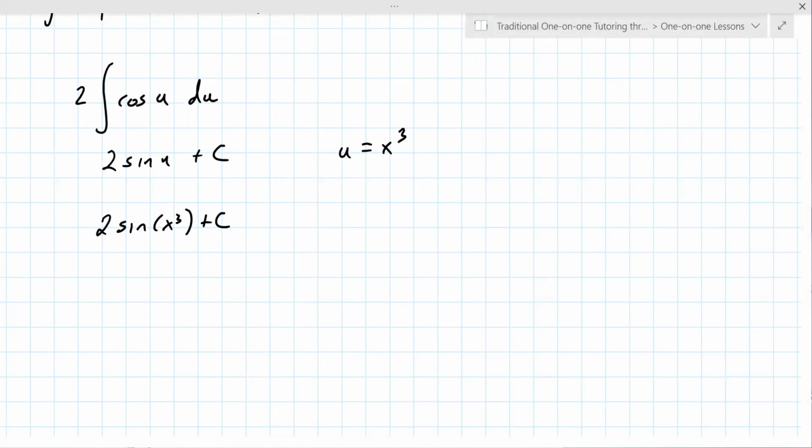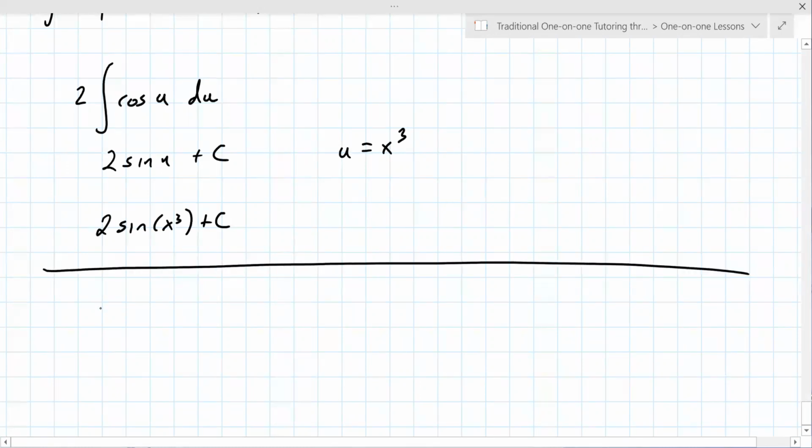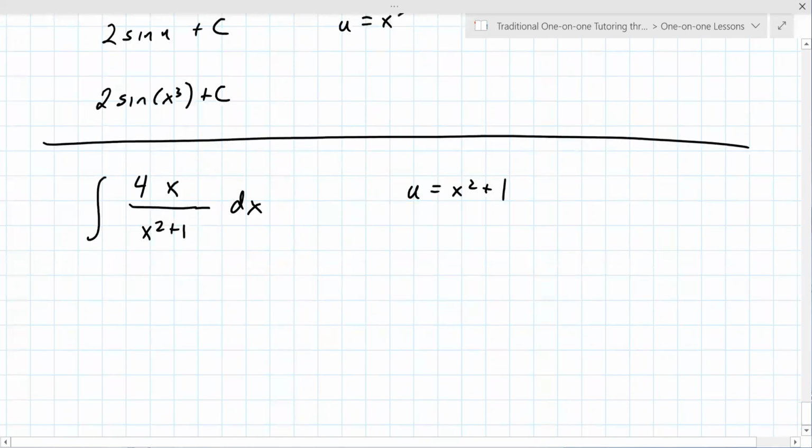Okay, let's try the integral of 4x over x squared plus 1 dx. And your u this time is x squared plus 1. Do you want to give this one a try, please? Yes.